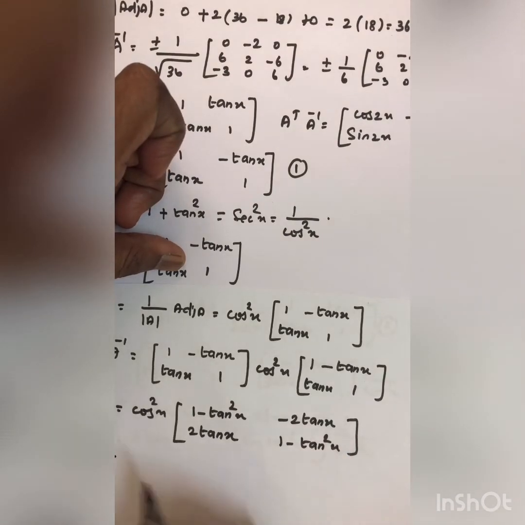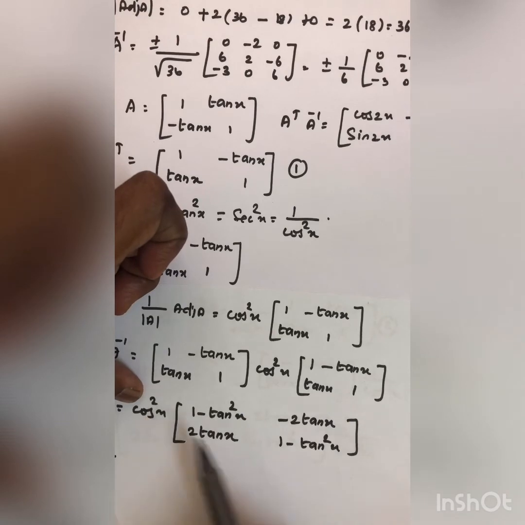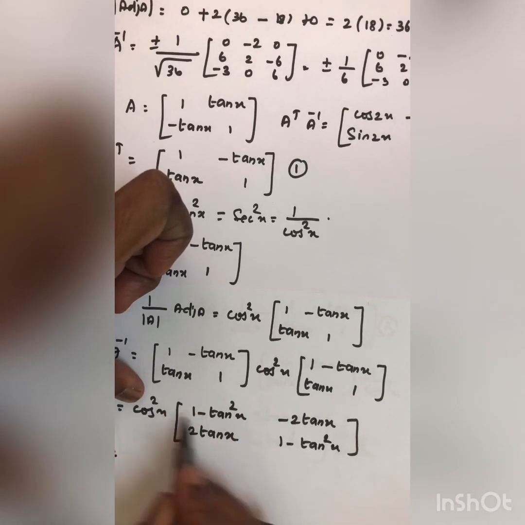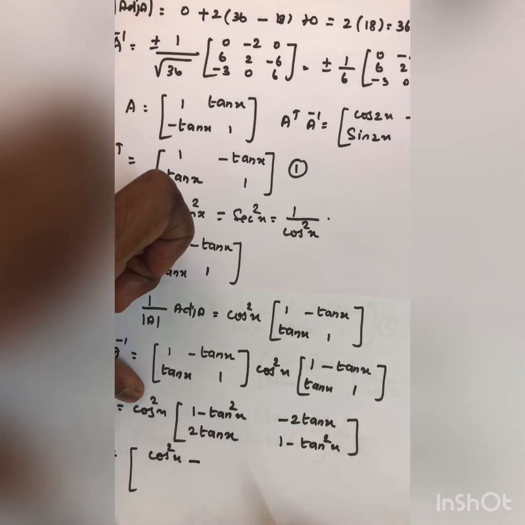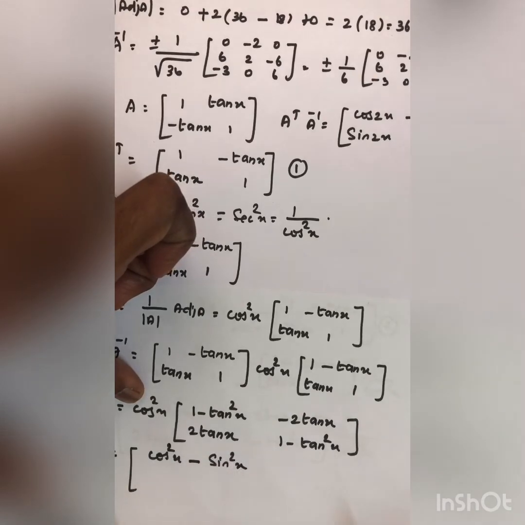Now let us see, when it is multiplied inside, 1 into cos square x. But tan square x is sin square x by cos square x. So 1 cos square gets cancelled. When cos square x goes inside, it will become cos square x minus sin square x by cos square x. Now our cos square gets cancelled.